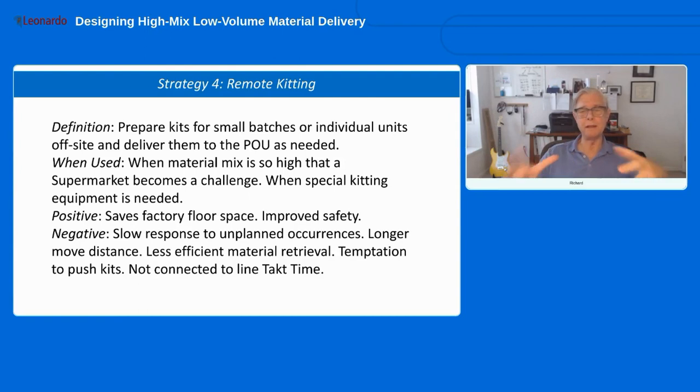So this may be something that you have to deal with. In remote kitting, the kitting is done farther away, and so you have more distance to move to the line. Other than that, it's similar to the supermarket kitting, but you have to deal with the distance. So it saves a lot of factory floor space. It could really improve the safety issues, because you can isolate the work somewhere else, but it's going to be less efficient in terms of moving things.